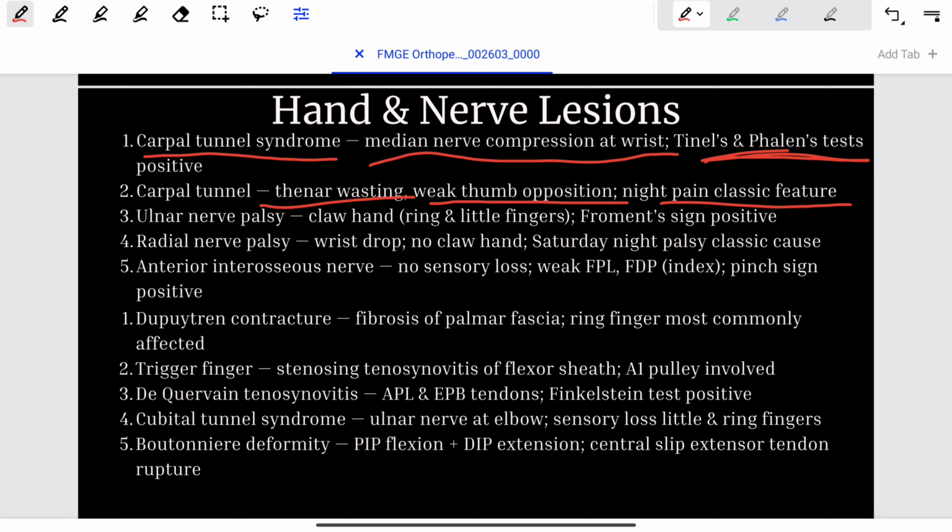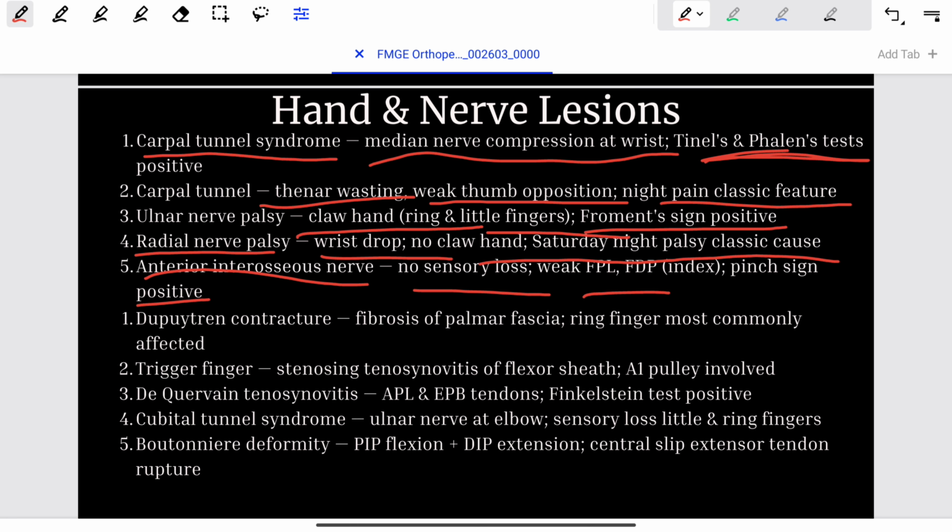Ulnar nerve palsy causes claw hand involving the ring and little fingers. Froment sign is positive. Radial nerve palsy produces wrist drop. Saturday night palsy is a classic cause. Anterior interosseous nerve palsy: a pure motor neuropathy causing weak pinch grip without sensory loss.